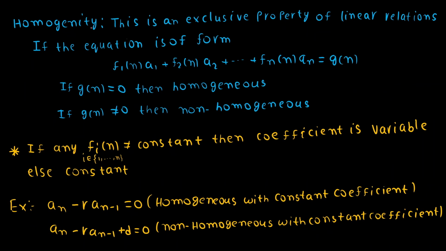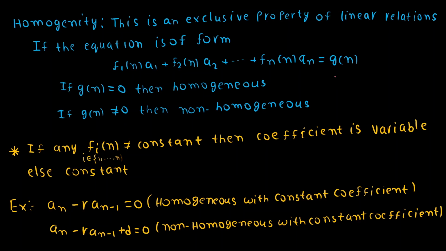Now let's define homogeneity of a recurrence. Homogeneity is the exclusive property of linear relations. Consider this linear recurrence relation: f1(n) a1 plus f2(n) a2 and so on till fn(n) an is equal to g of n. If g of n is equal to 0, then this recurrence is said to be homogeneous. If g of n is not equal to 0, then it is non-homogeneous.